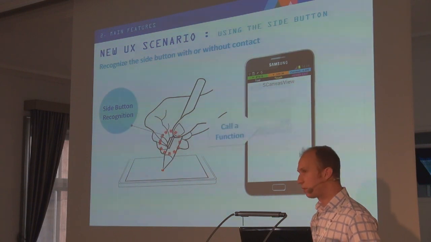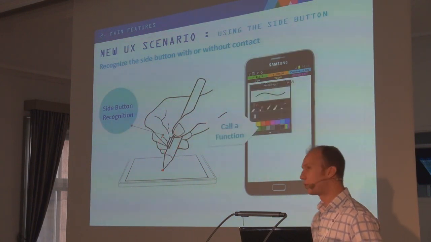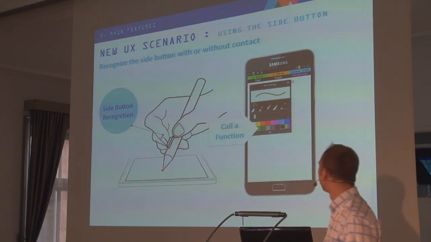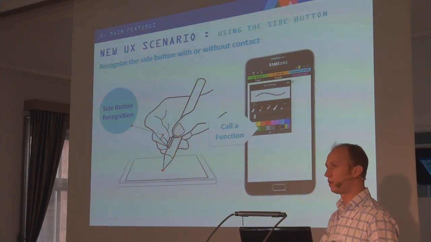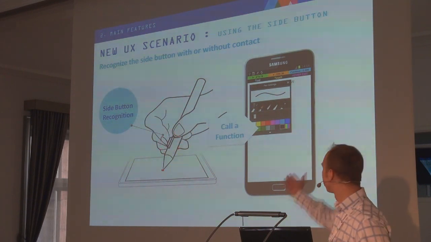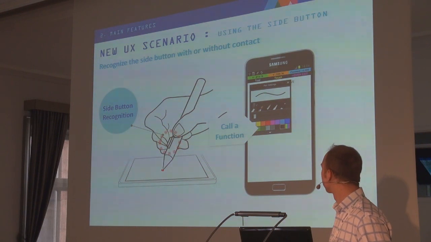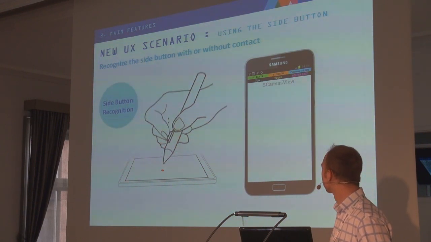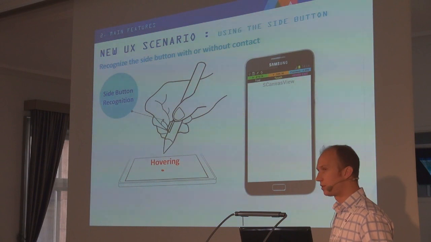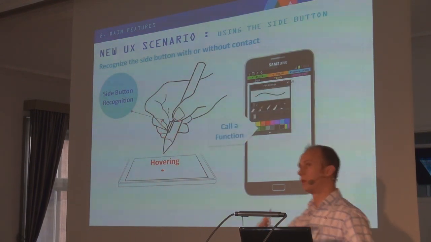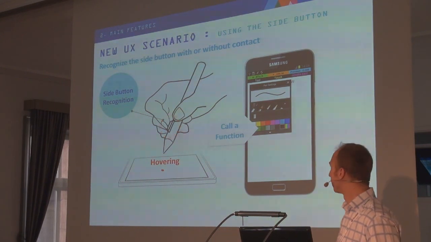Of course, we have this side button. What we can do is call some kind of menus. For example, if the user wants to change the pen settings, just call these menus. The new thing that you can see is that it's also available in hover mode. When you push the button, you can also call some activity.